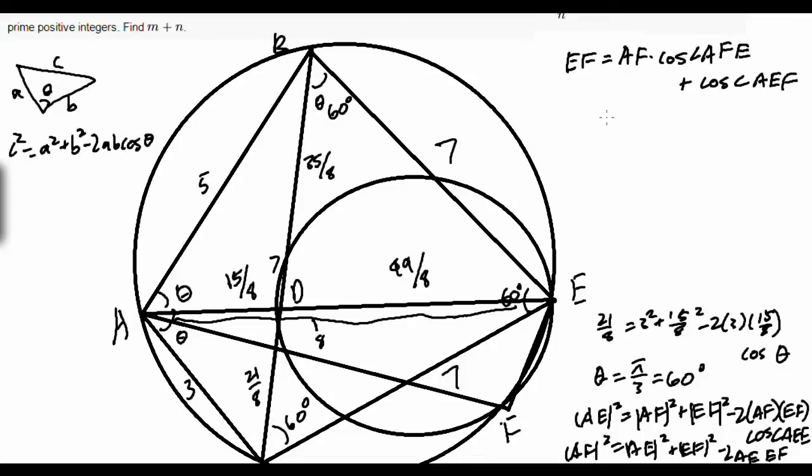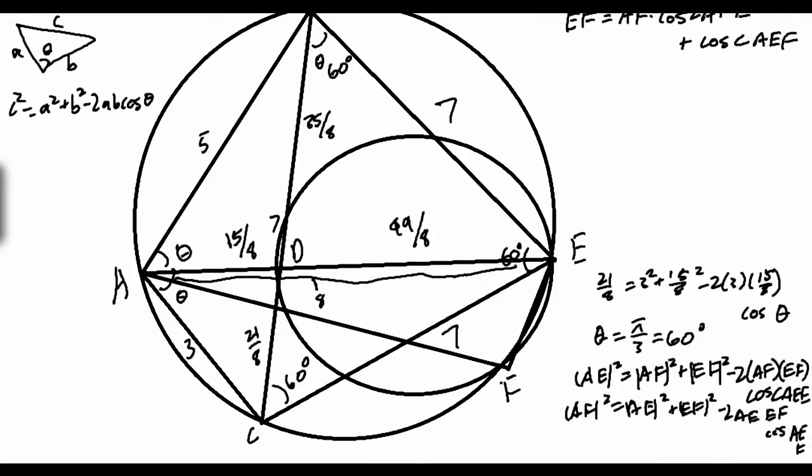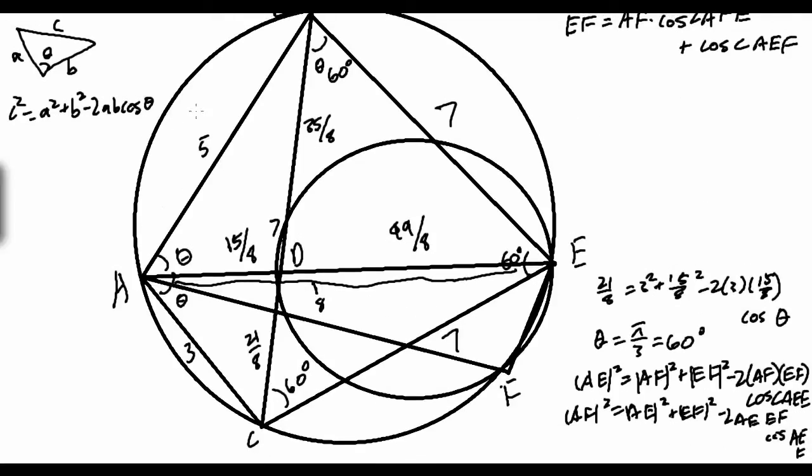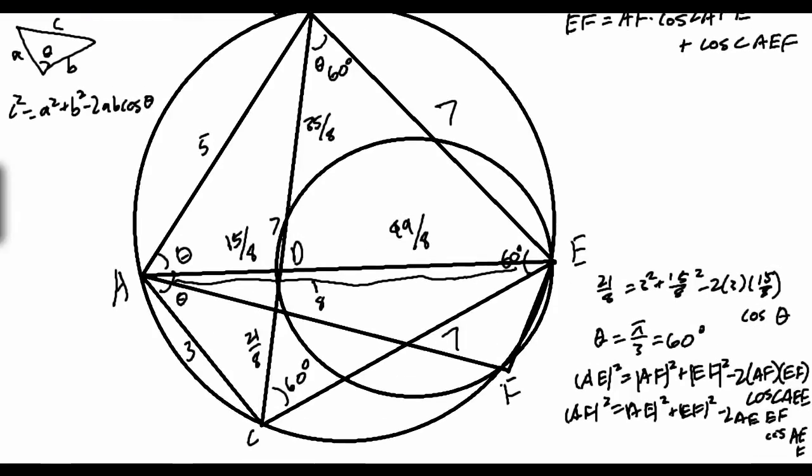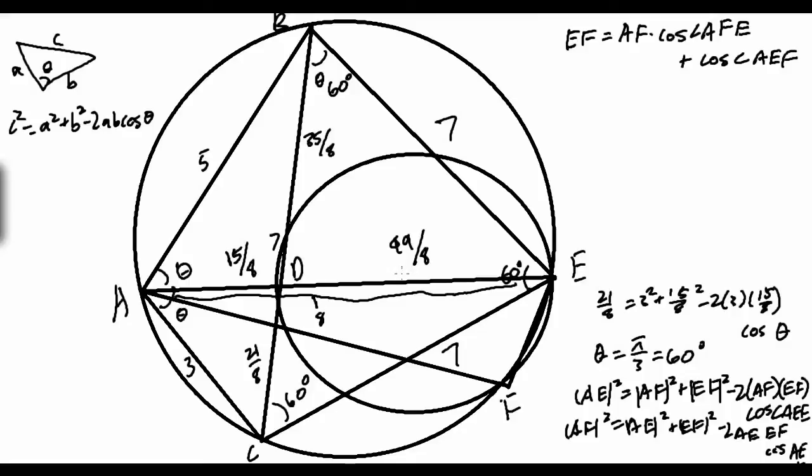For now, let's look at something. So we noticed that angle ACE is actually equal to angle AFE. It's because they're the same arc, the angle of the same arc. So this angle ACE is equal to angle AFE. So what's cosine ACE? We can find that using the law of cosines. That's just some algebra.